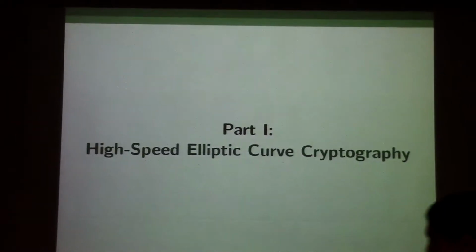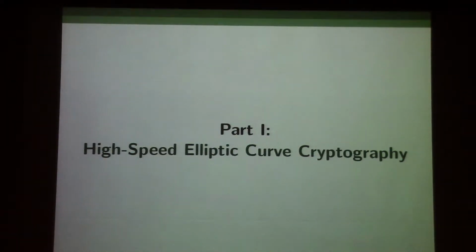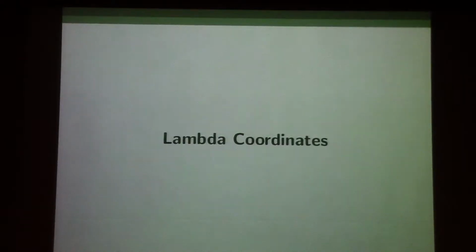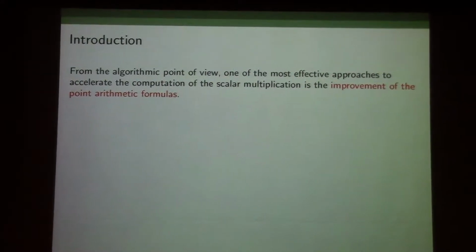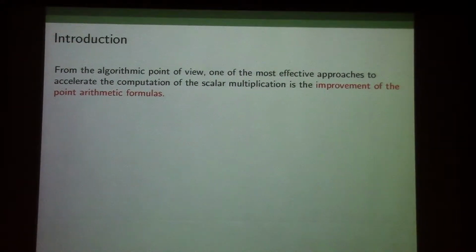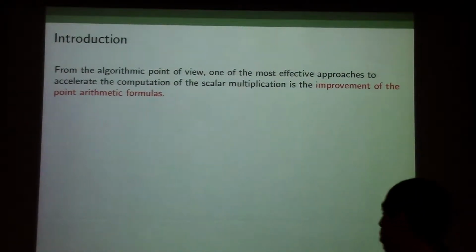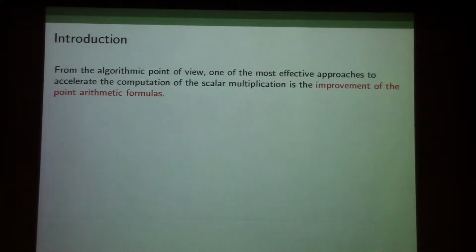Okay, so let's go to the first part, which is called high-speed elliptic cryptography. We're going to start with the lambda coordinates, which are a new set of projective coordinates for binary elliptic curves. To implement the scalar multiplication over elliptic curves, scalar multiplication in terms of efficiency is one of the most important operations to implement. One way of accelerating this scalar multiplication is by improving the arithmetic of points.